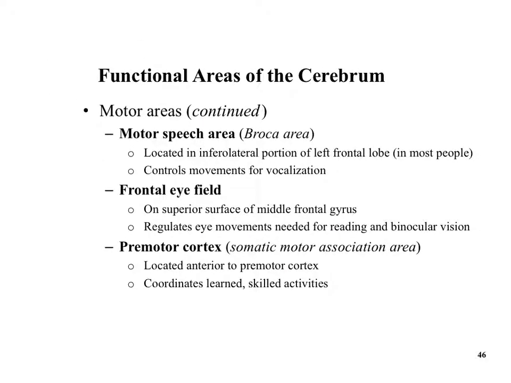Other motor areas. The motor speech area, we call Broca's area. It's located in the inferolateral portion of the left frontal lobe. What does inferolateral mean? Bottom side, right? So it's frontal lobe, but it's inferior, so it's lower, but it's off to the side. That's in most people, right? It controls your movements for vocalization, and that's actually where you can learn languages, your speech area. Your frontal eye field regulates eye movements for reading and binocular vision, and then your premotor cortex, the somatic motor association area, is where you learn skills and activities such as riding a bike and forming sentences, okay?